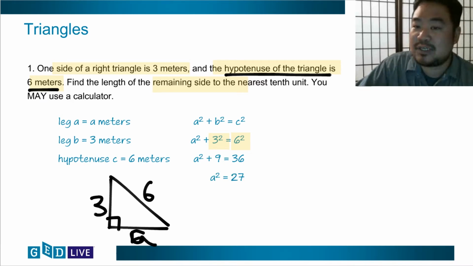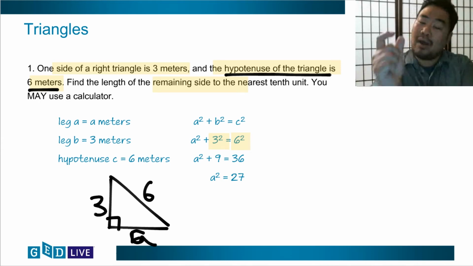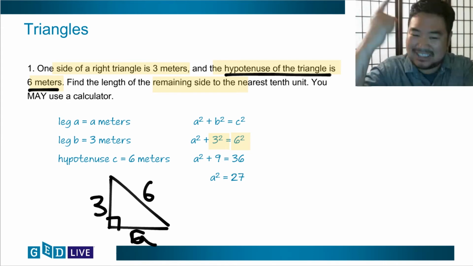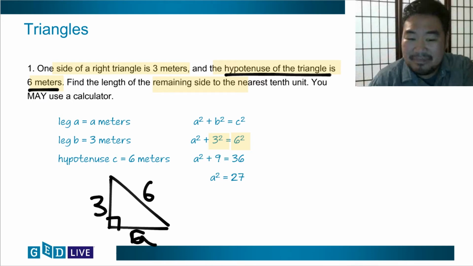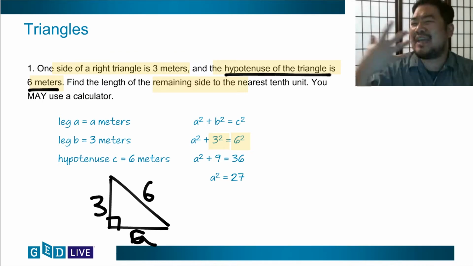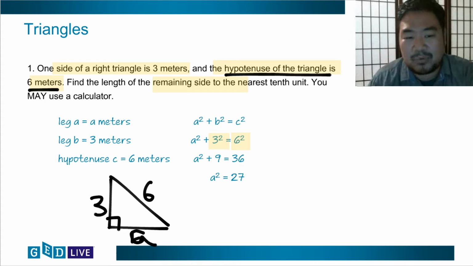So a squared is equal to 27. Now I want you to fill in the last step here. A squared is equal to 27, but we want to know what a is. We want to know the remaining side. What do we need to do to figure out what a is equal to, if we know a squared is equal to 27? And I'm bringing this up because, even though we're looking at geometry, it's a good way to recall some of the other topics that you may have already looked at in GED Live.